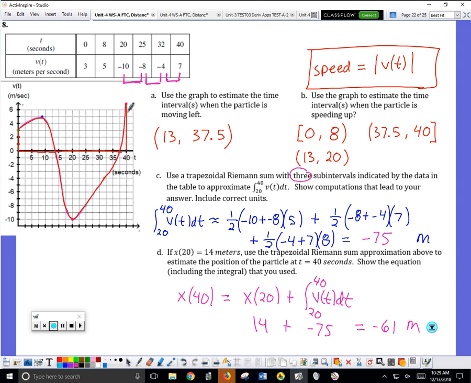So along here, the velocity is increasing, the speed is decreasing because the velocity goes -10, -8, -6, but the speed goes 10, 8, 6. Do you want me to repeat this? Cool. Keep going.